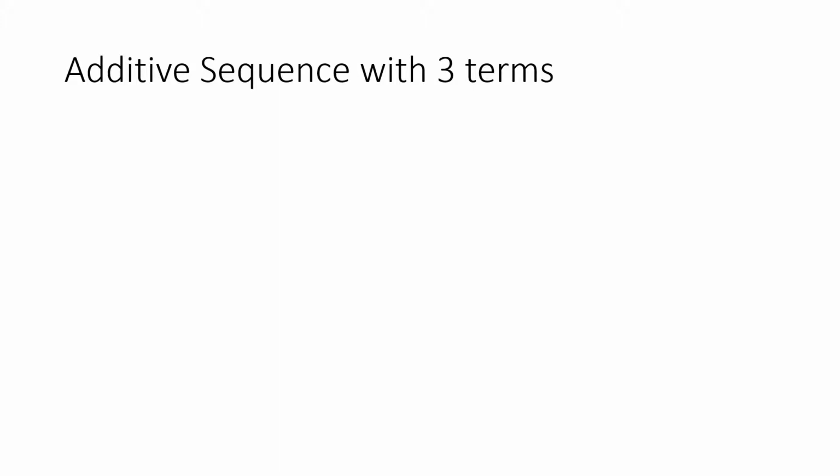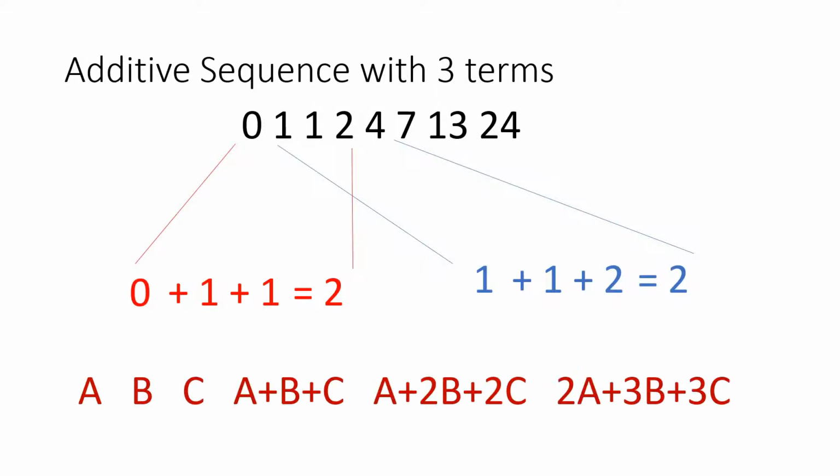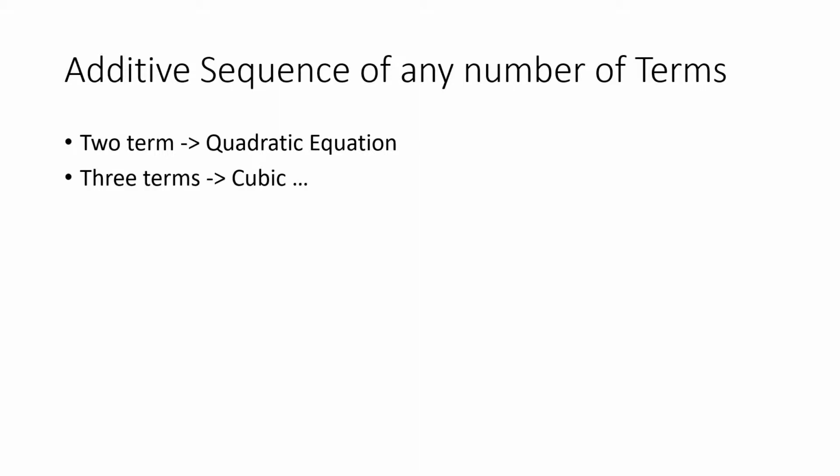An additive sequence can be generated using any number of terms. Here is an example with 3 terms. The next value is constructed as the sum of the previous 3 values. We can construct an additive sequence with any number of terms. 2 terms is related to a quadratic equation, 3 a cubic, 4 a 4th degree, to any degree desired.